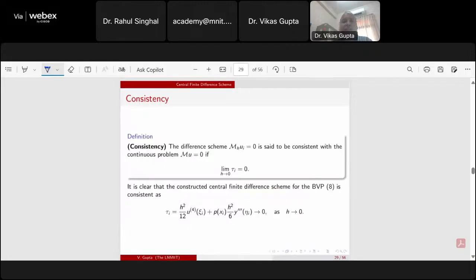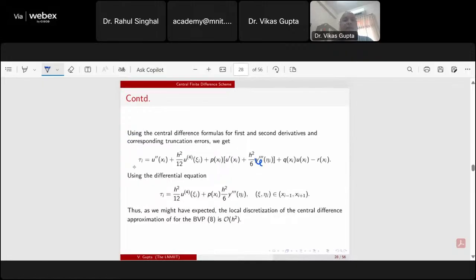So using that, the truncation error is defined by this. But you know that u''(x) + p(x) u'(x) + q(x) u(x) - r(x) is equal to 0. So using that differential equation, the truncation error reduces to this. The truncation error term is given by (h²/12) u⁗(ξ_i) + p(x_i) (h²/6) u'''(η_i), where ξ_i and η_i lie in between x_{i-1} and x_{i+1}.